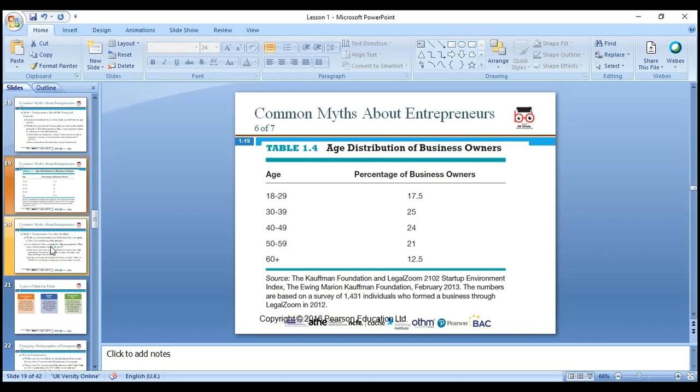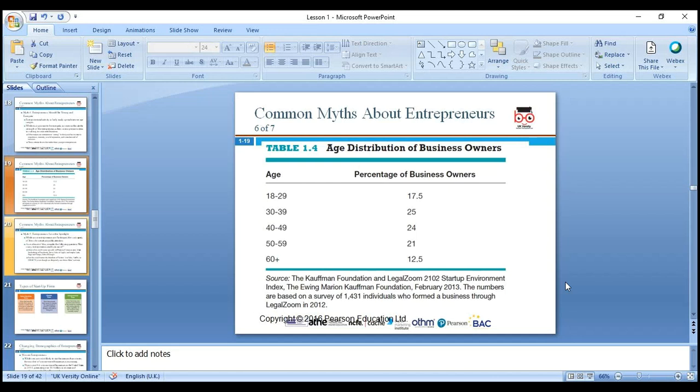Okay, let's see the age distribution of business owners. So the percentage of business owners between 17 and 29 is 17.5% of people who are entrepreneurs.